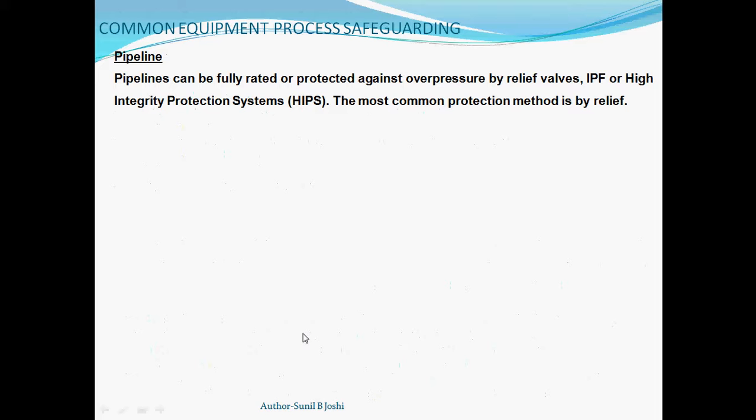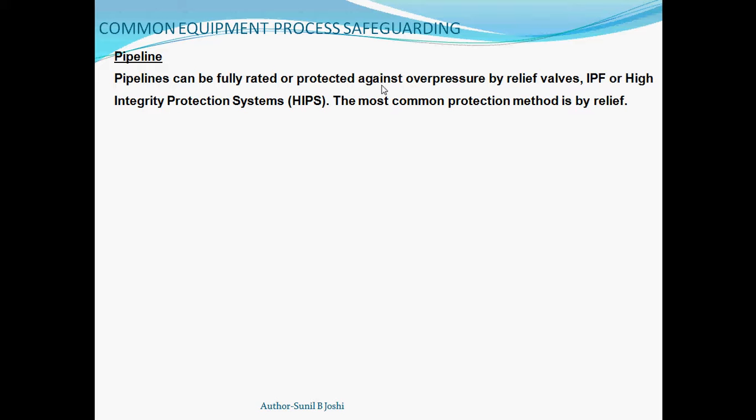Let us see now the pipeline. Pipelines can be fully rated or protected against overpressure by relief valves, IPF or high integrity protection system. So if there is a pipeline which is getting the feed from an upstream pump, and in general it is operating at a normal operating pressure of 50 bar, whereas your pump can cause a shut-in pressure of up to, let's say, 75 bar, then you can design your downstream pipeline for up to 75 bar. So actually your pipeline can take full pressure. In such a situation, you will call that pipeline fully rated for the upstream equipment design condition.